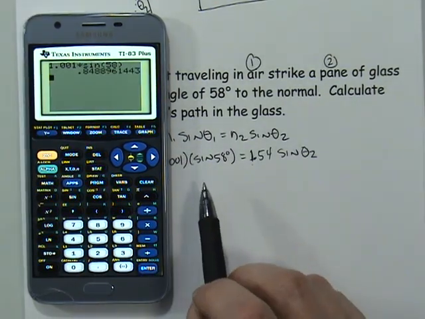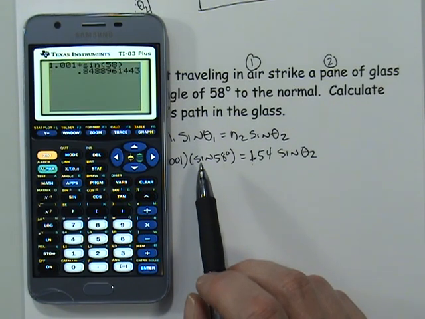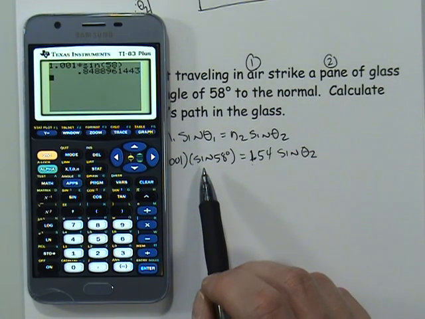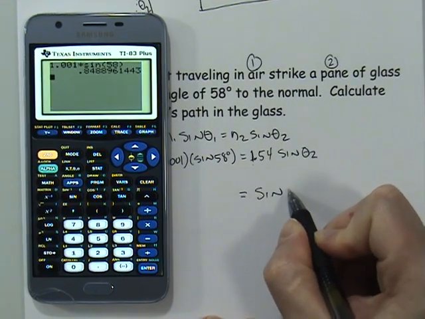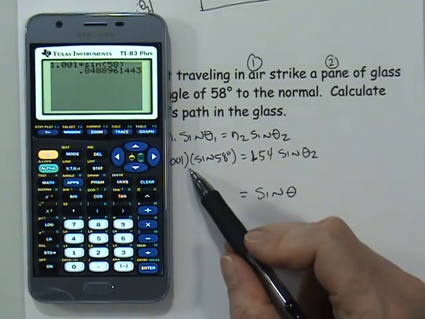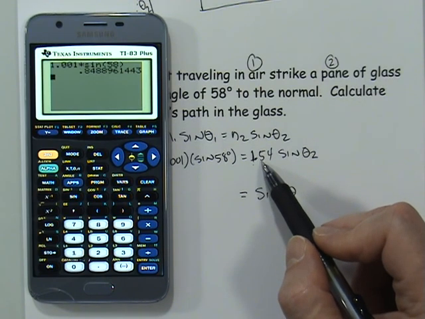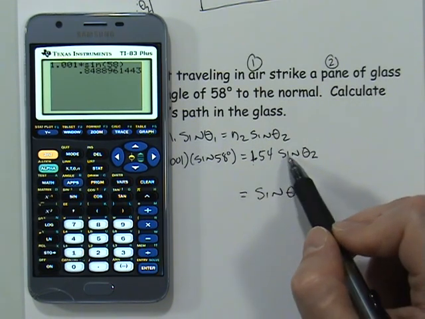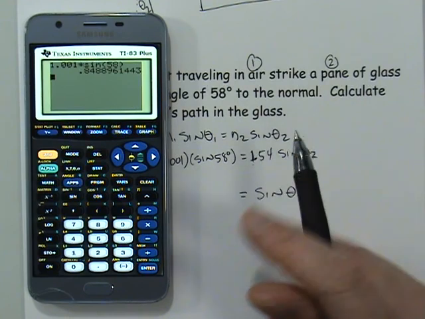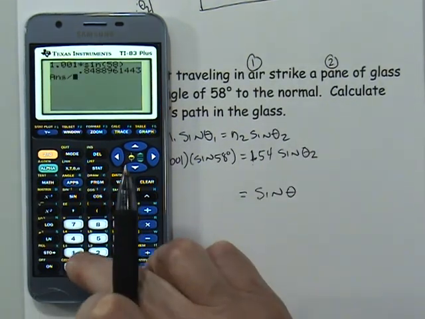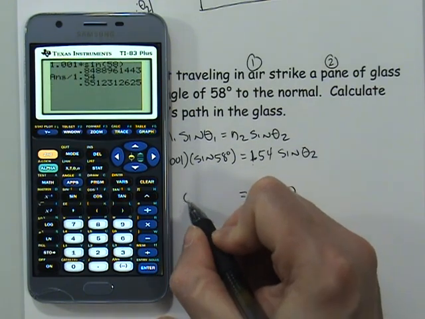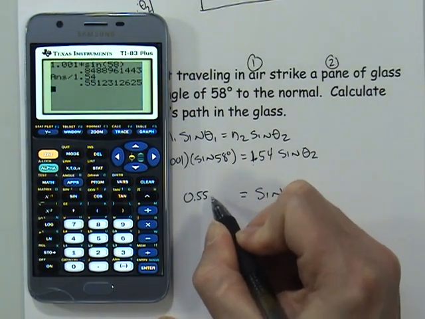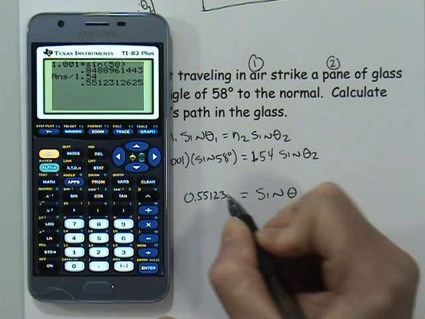Okay, so on the left side of my equation, I have 0.848896, but I'm going to go ahead and do a little bit of algebra right now. Let's go ahead and make two steps. So let me go ahead and do this multiplication, and then also let me divide by 1.54 to move this over and detach this from the sine of theta. So right now I'm just going to say divided by 1.54. That is equal to 0.55123.